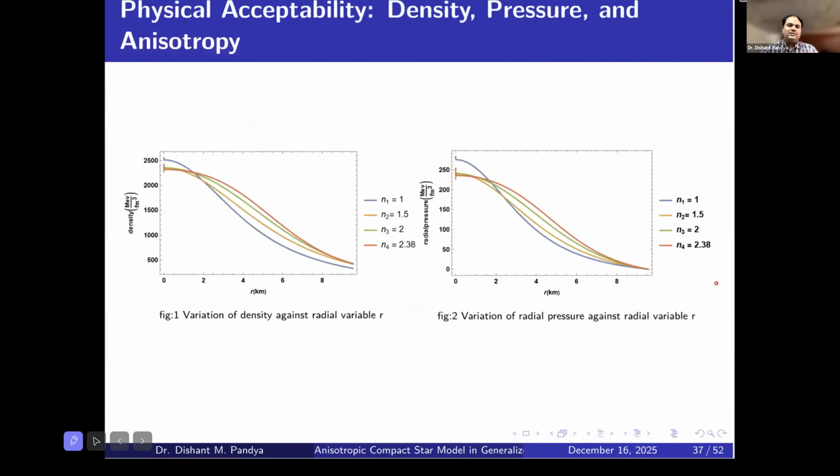And finally, we found very interesting results. As you can see here, all these requirements that we discussed earlier were really satisfied in a very positive way. As you can see here in figure 1, the density graph is there, and you can see it is in terms of MeV per Fermi cube.